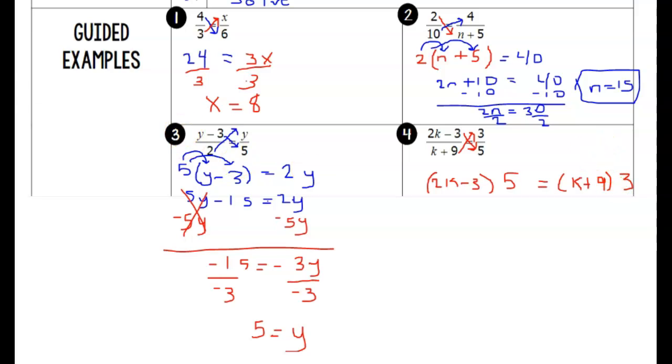And when I do that, I'll go ahead and look at my next step. Well, this looks like stuff we know. I need to distribute. I got to use my distributive property. On the left side, I distribute the 5 to the 2k and the negative 3, so I get 10k minus 15. And on the right side, I distribute the 3 throughout: 3k plus 9. So I end up with 3k plus 27.